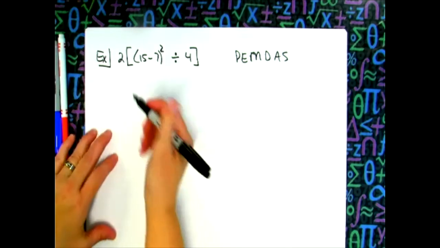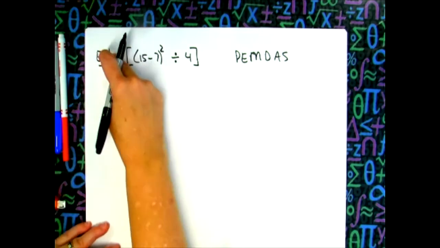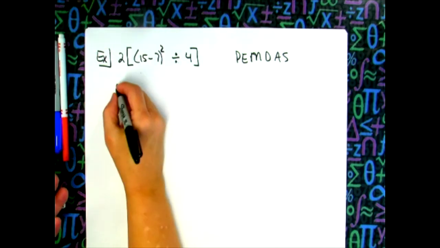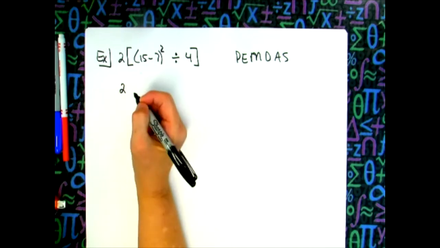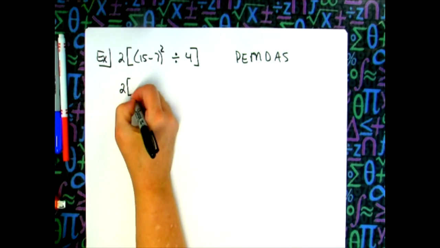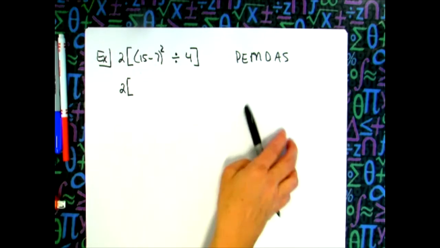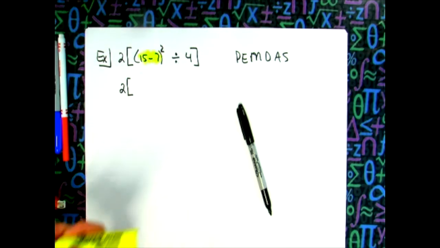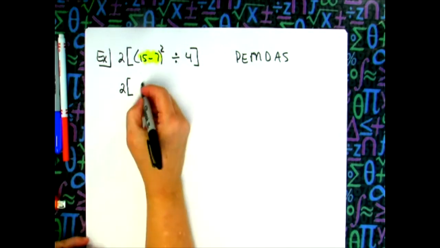So on your paper, I expect you to write down, when you're working this out, the original problem. Everything that I don't change or don't touch comes down. So I must write the 2 down with the square bracket. Now, the only thing that we're working out in this first step is the parentheses right there. So I'm going to do 15 minus 7 and have 8.